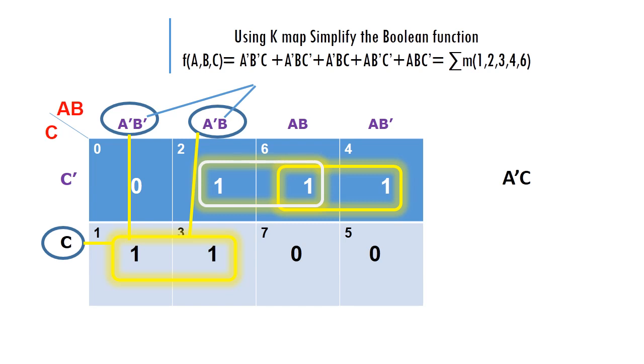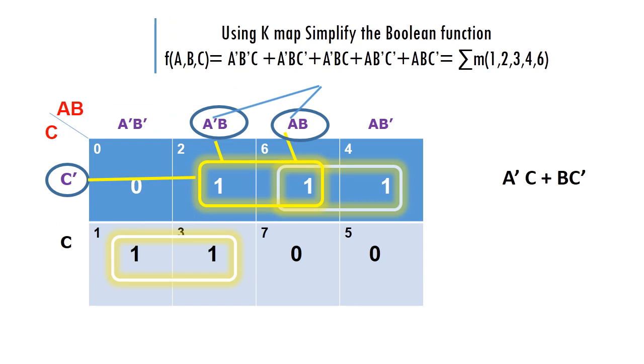Now cell 1 represents A bar B bar C and 3 represents A bar B C. In both the equations, the term A bar is common, so we can retain that term A bar. Then C is common for both the cells 1 and 3. So now the reduced equation is A bar C.